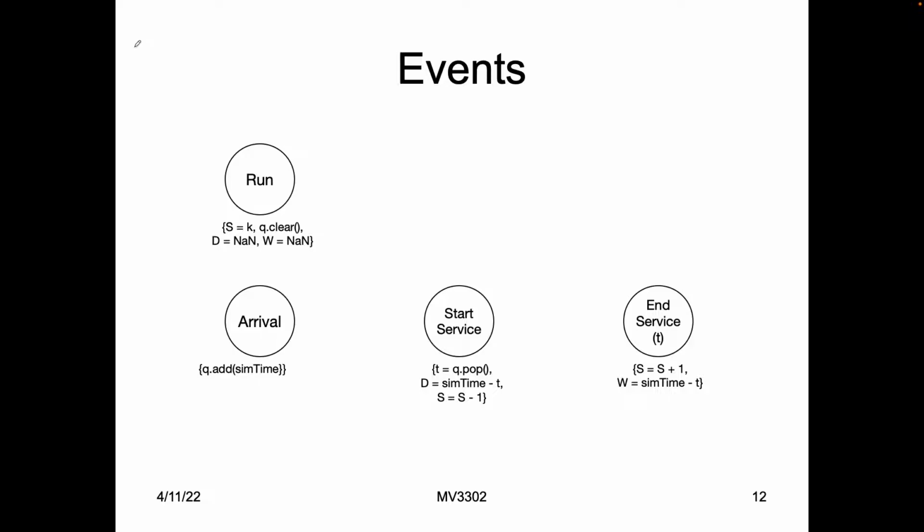But we can't get away with that when we're looking at the time in the system. So when we have an end service event, we need to tell it what is the time at which the customer who is ending service showed up. When did they arrive? So we're going to pass that value to our end service event as an argument, so that the time in the system is going to be the difference between what time the end service event occurred and when that customer showed up. Does that make sense?